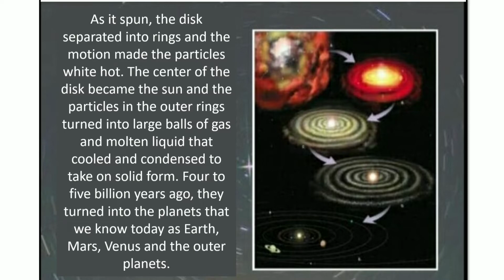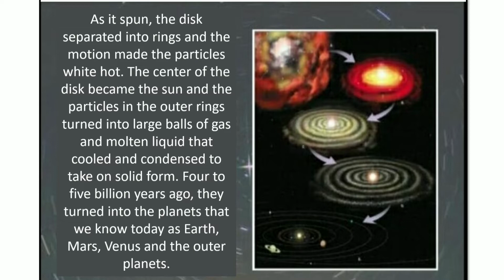The center of the disk became the sun, and the particles in the outer rings turned into large balls of gas and molten liquid that cooled and condensed to take on solid form. 4 to 5 billion years ago, they turned into the planets that we know today as Earth, Mars, Venus, and the outer planets. Now, in this theory, there are certain things which are very easy to understand.